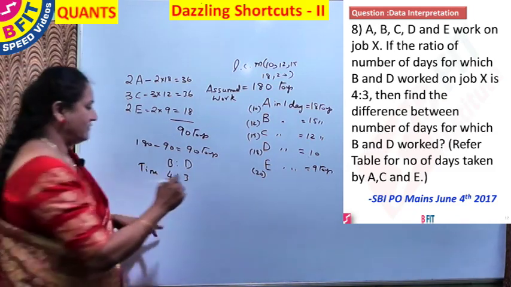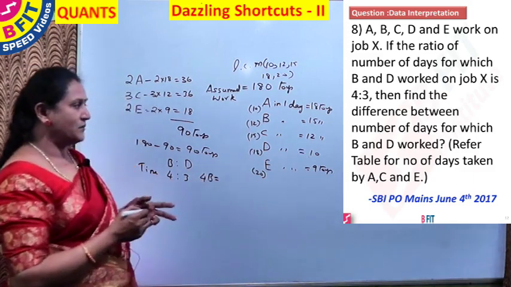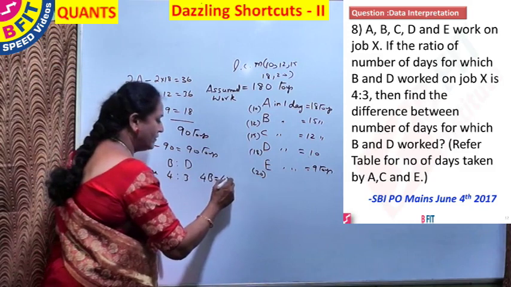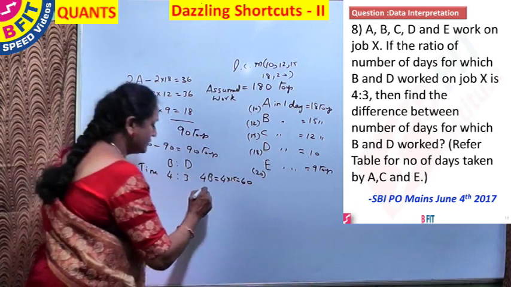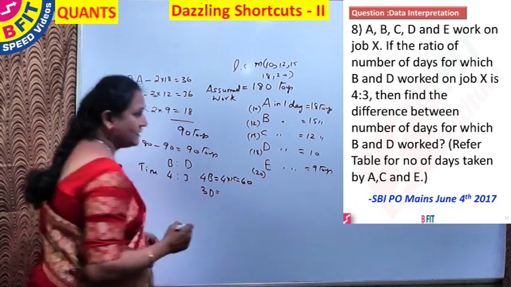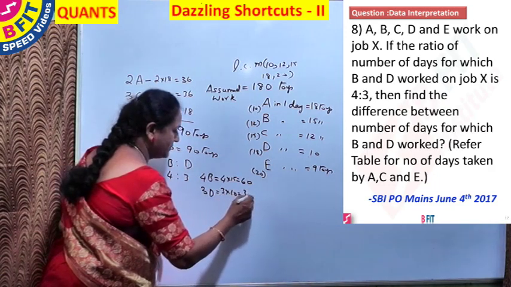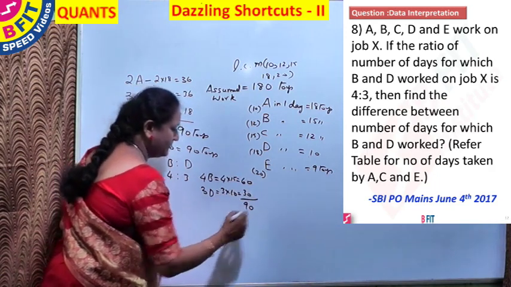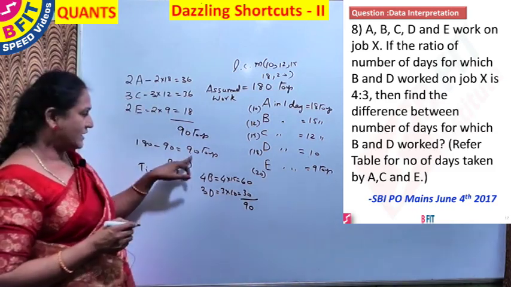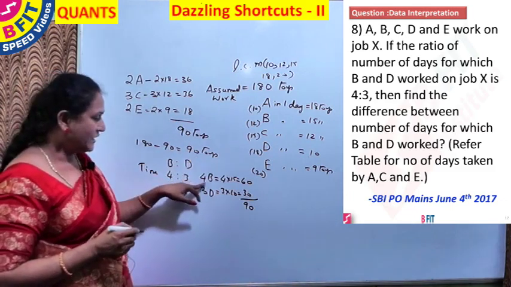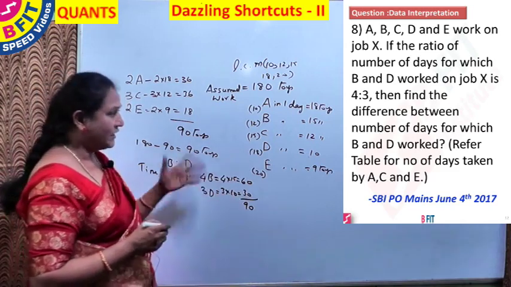So here, assuming B works for 4 days, what will be the work done by B? Per day 15. So in 4 days, 4 into 15, 60. And D works for 3 days. D can do 10 per day, so in 3 days, 30. So they have made 90 toys, which is the remaining work. So this remaining work, 90 toys, is done by B in 4 days and D in 3 days. Now the remaining 90 work is over.